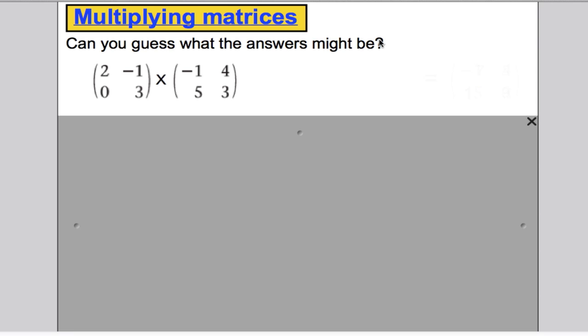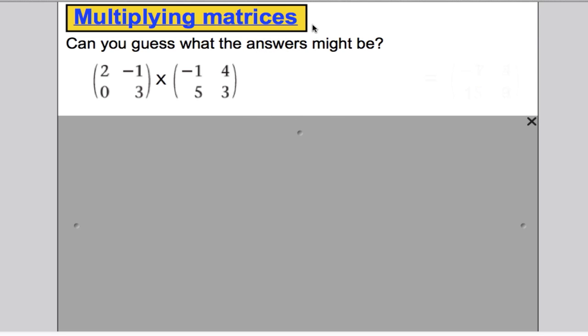Now, did you write down the following? I would have guessed that you would have written 2 times negative 1 is negative 2, sorry, negative 1 times 4 is negative 4, 0 times 5 is 0, and 3 times 3 is 9. I'm sure you would have written that down. Unfortunately, that isn't the right answer. Matrix multiplication is slightly more complicated.